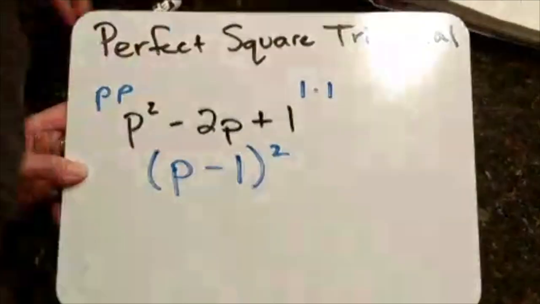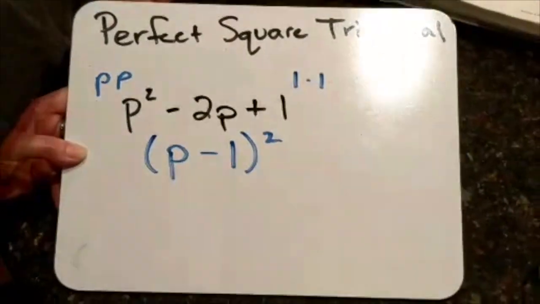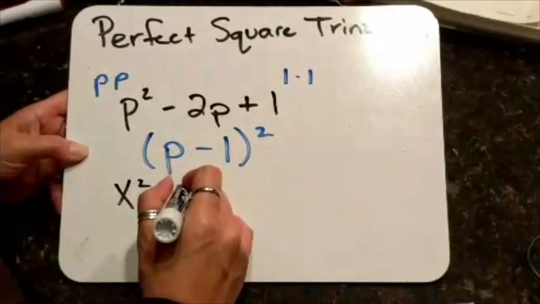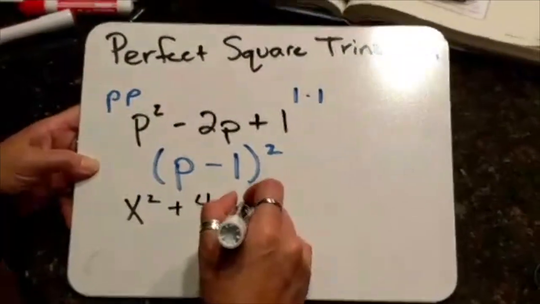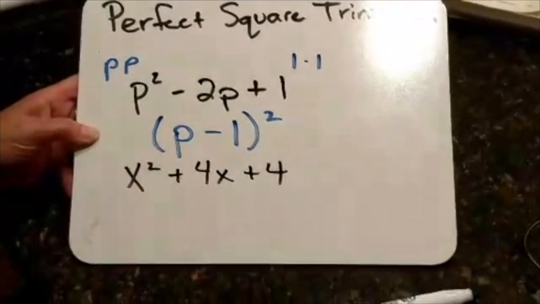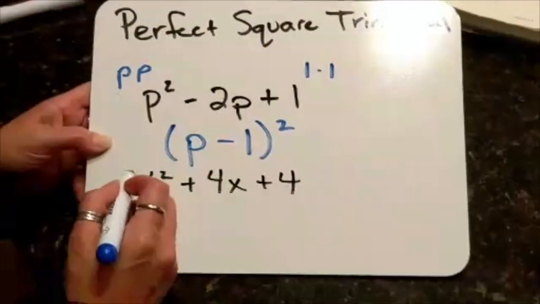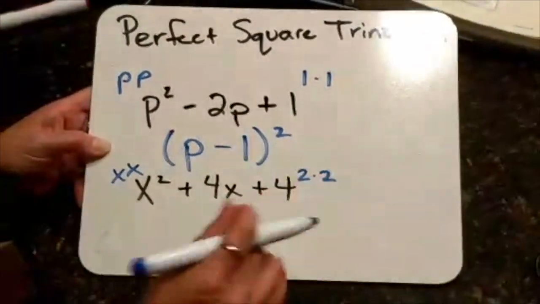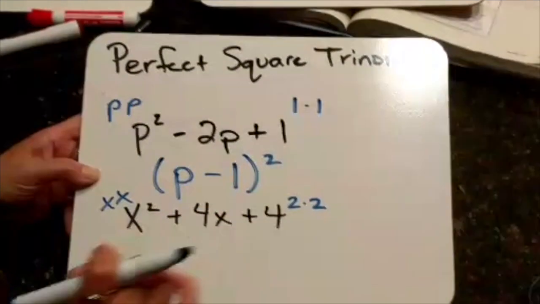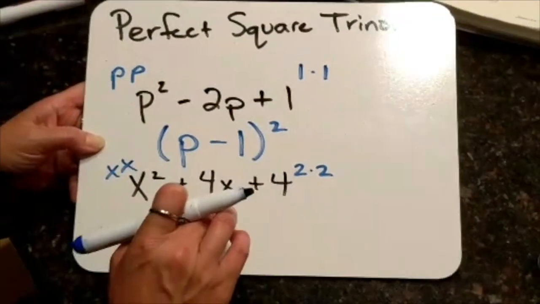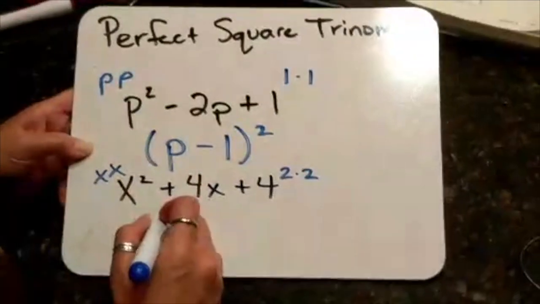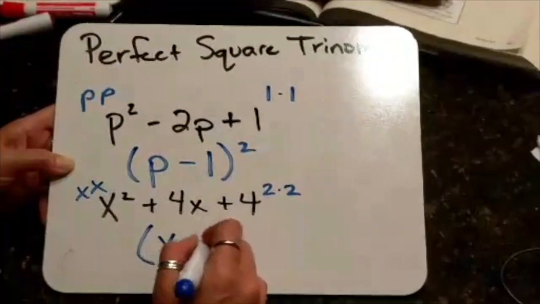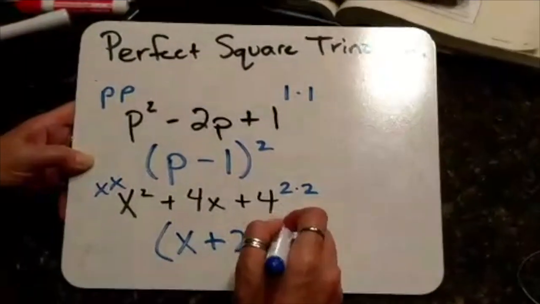Now, I'm going to add a problem. Let's say that this problem was x squared plus 4x plus 4. This is also a perfect square trinomial. Is this a square? Yes. Is this a square? Yes. If I squeeze them together to make 2x, and I multiply it by 2, do I get the middle term? Yes. So this is also a perfect square trinomial, but it's x plus 2 quantity squared.